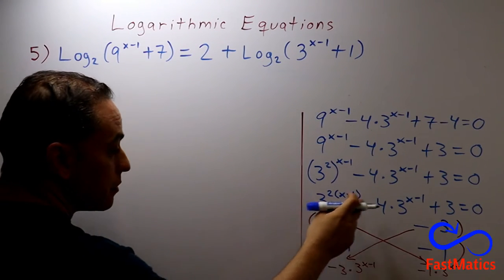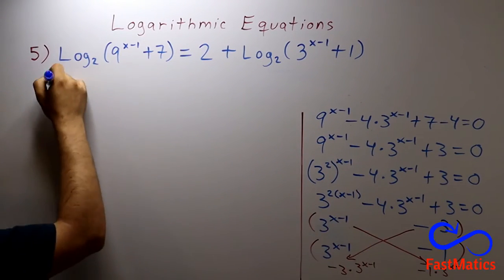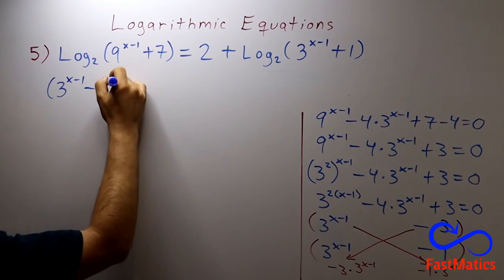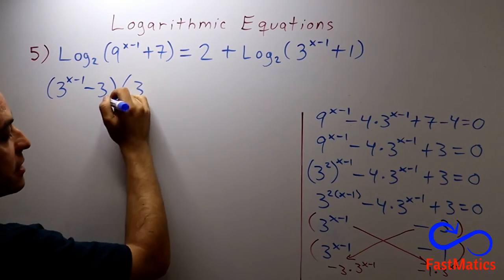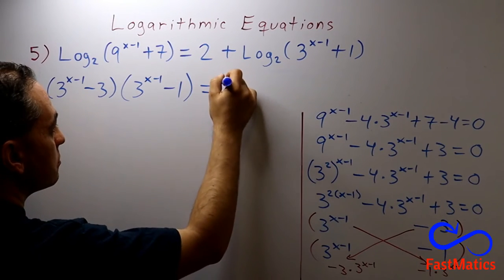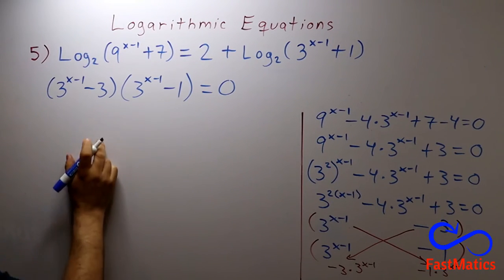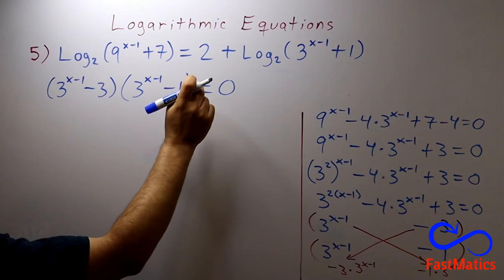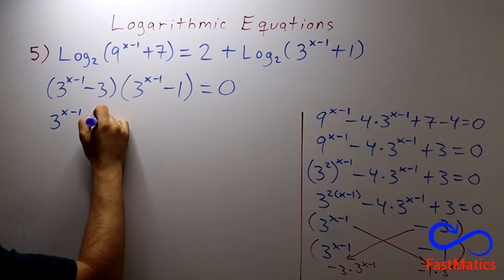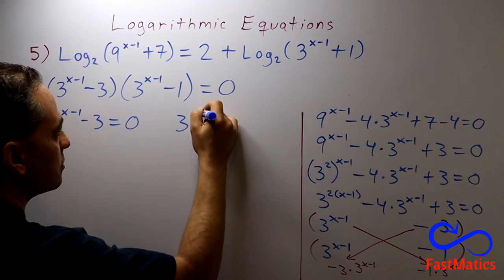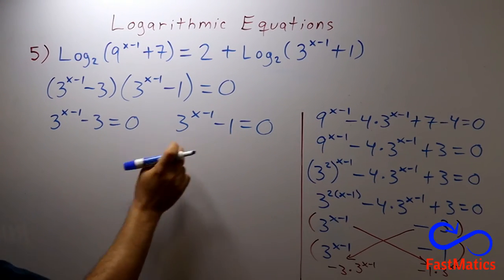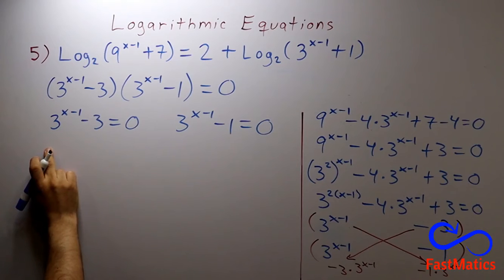Then we are going to write those parentheses. 3 to the power of x minus 3 times 3 to the power of x minus 1 equal to 0. And when you have factors multiplying that are equal to 0, you will write the first factor equal to 0 and the second factor equal to 0.